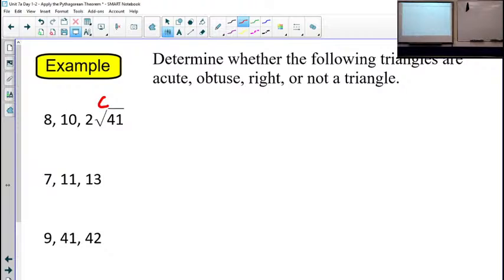We can do the same reasoning we did before to say square root of 41 is between 6 and 7, square root of 36 and square root of 49. And so 2 times somewhere between 6 and 7 should be somewhere between 12 and 14. Somewhere between 2 times 6 and 2 times 7.